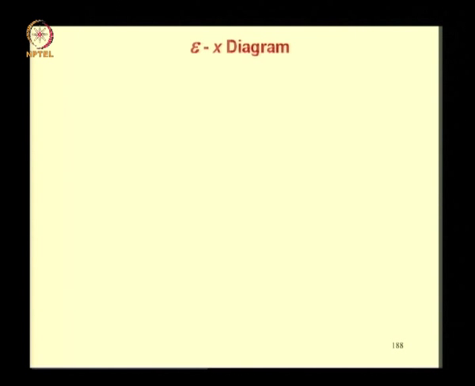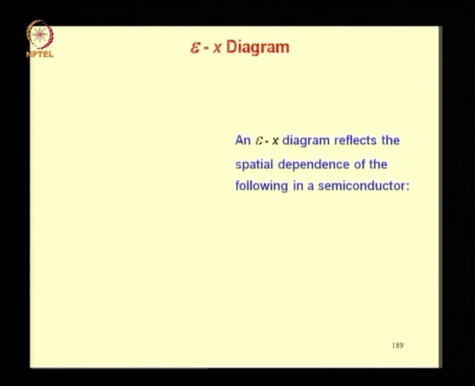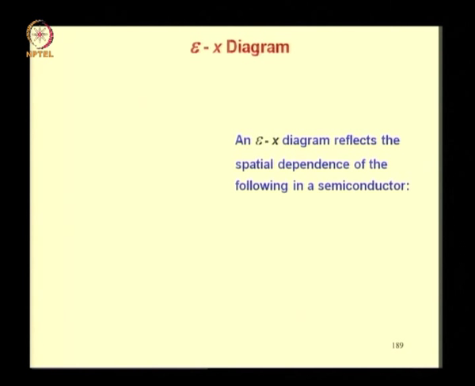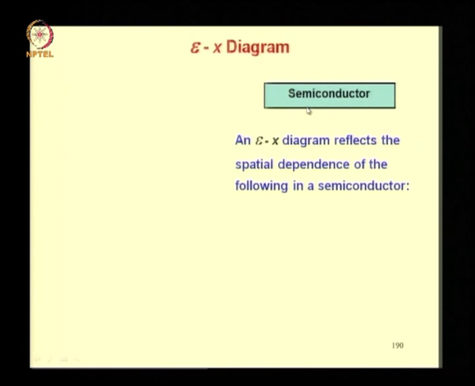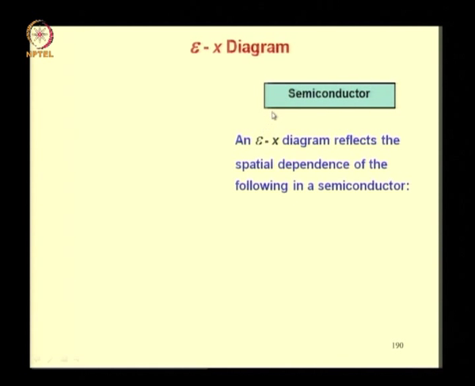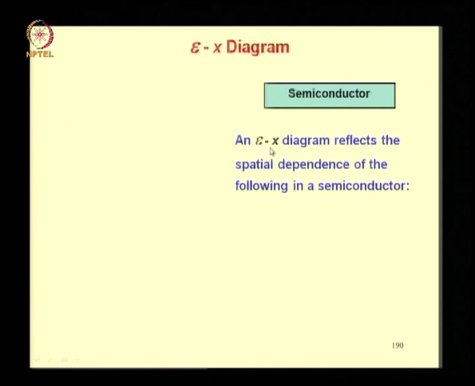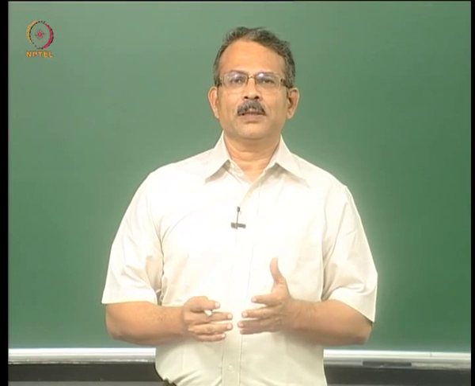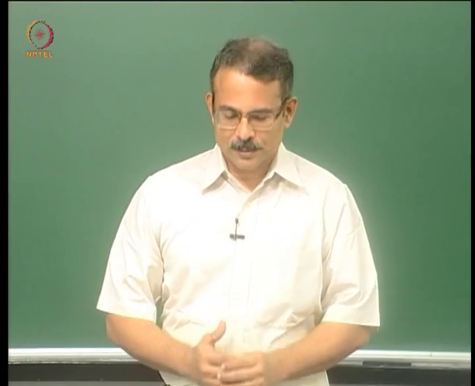Let us look at some features of the EX diagram. An EX diagram reflects the spatial dependence of the following in a semiconductor. So when we are talking of a semiconductor, we are talking of a semiconductor volume, and actually the energy levels E can change as a function of x, y, z. However, in this course we will concentrate for most part on the one dimensional band diagram. We will have opportunity to introduce you to two dimensional band diagrams, but that will be only a small part of the course.